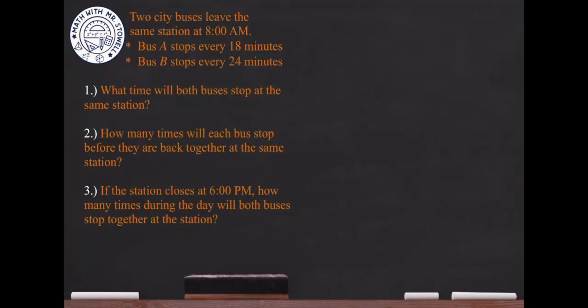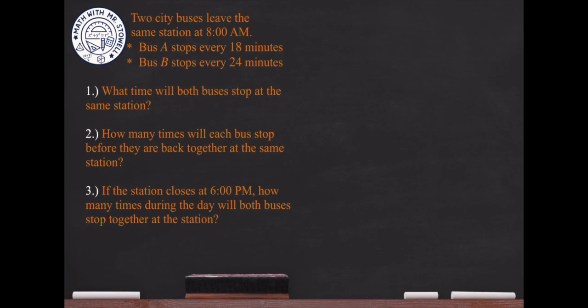Two city buses leave the same station at 8 a.m. Bus A stops every 18 minutes, Bus B stops every 24 minutes. What time will both buses stop at the same station? One way to figure this out is to find the lowest common multiple, the LCM.